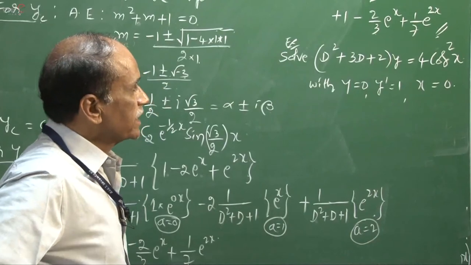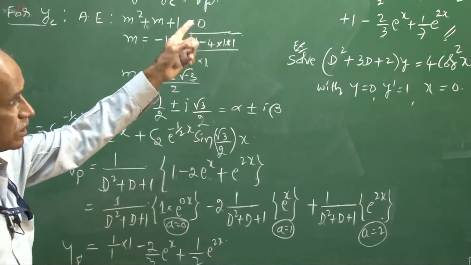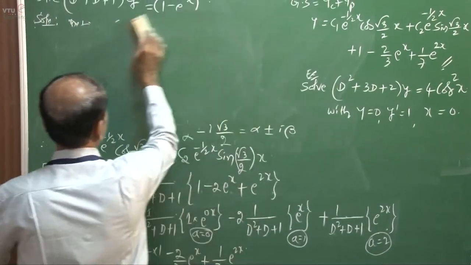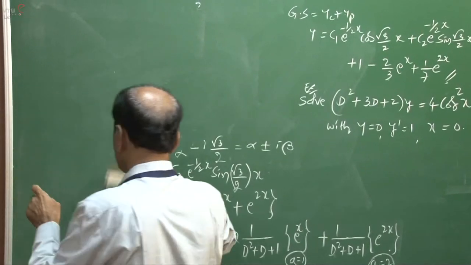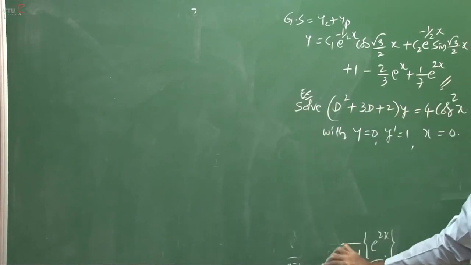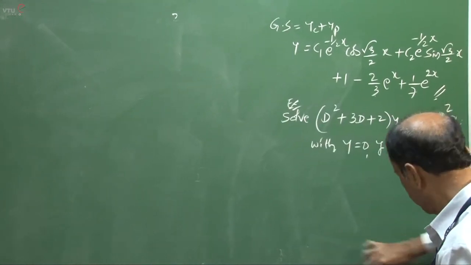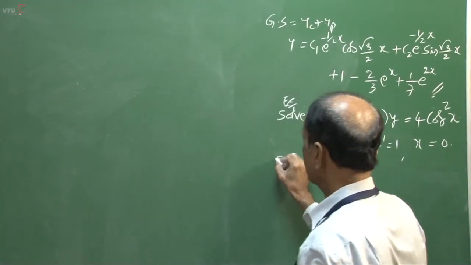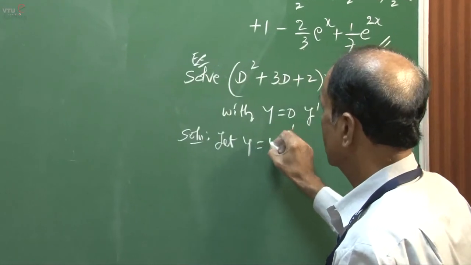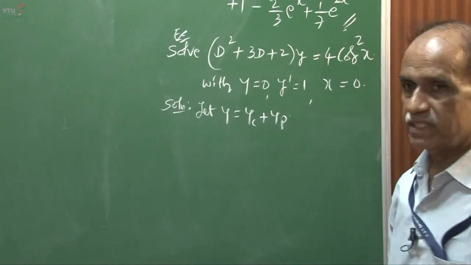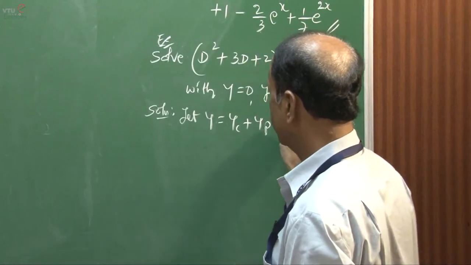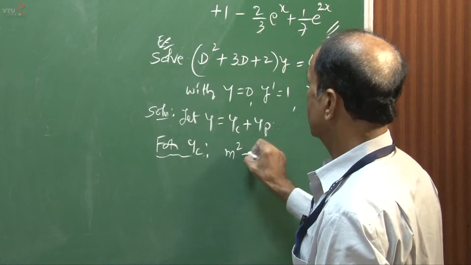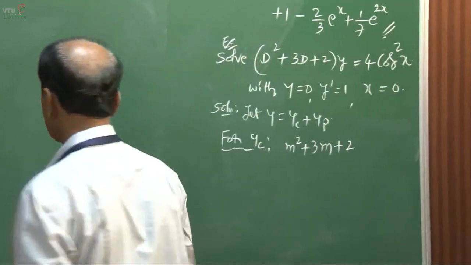So you have to solve this problem by writing the general solution as a combination of complementary function plus particular integral. So let us see how this complementary function behaves in this problem. First you have to write the general solution equation, that is y is equal to yc plus yp. That is the first, compulsory step you have to write before going to the auxiliary equation. Let y is equal to yc plus yp, that is complementary function plus particular integral. For complementary function, that is for yc, you have to write m square plus 3m plus 2 is equal to 0.